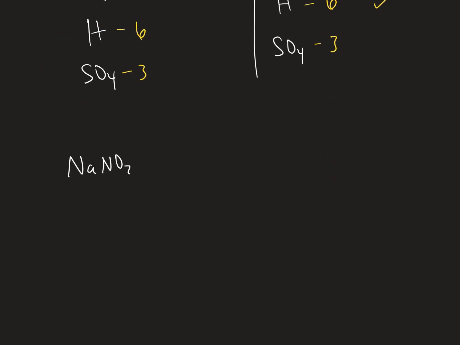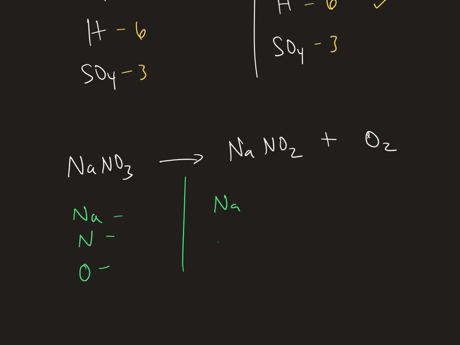NaNO3 breaks down to NaNO2 and oxygen. Do we have the same polyatomic on each side? No, we don't. So we can't use that. We have sodium, nitrogen, and oxygen. Okay. So let's start with what?